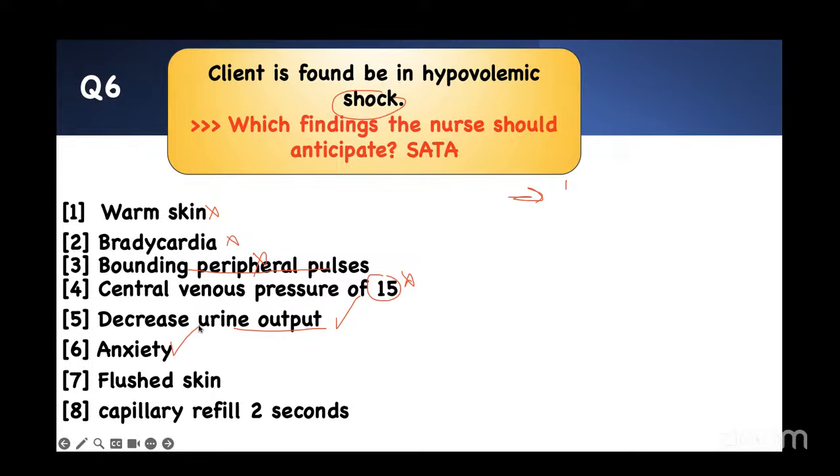A flushed skin is good for what? Distributive shock, which is the same as warm shock, right? That is a warm skin. So you don't see this. And your capillary refill should be greater than 3 seconds. It's not going to be 2 seconds.